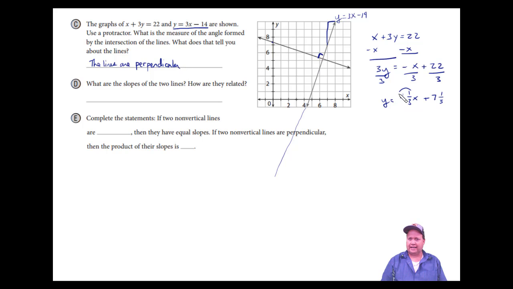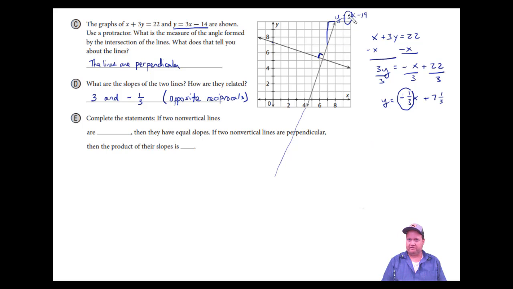The slope of one line is negative 1/3, and the slope of the other line is 3. So the 3 and the negative 1/3 are perpendicular slopes because they are what we will call opposite reciprocals of each other. And here's what that really means.